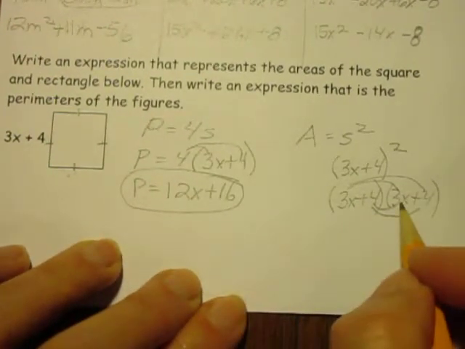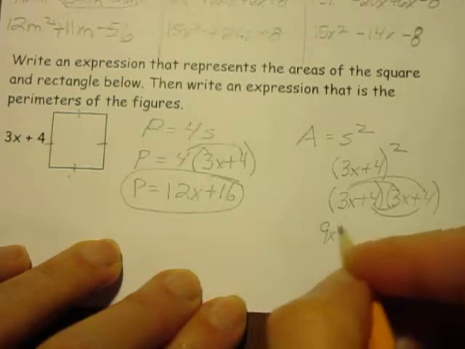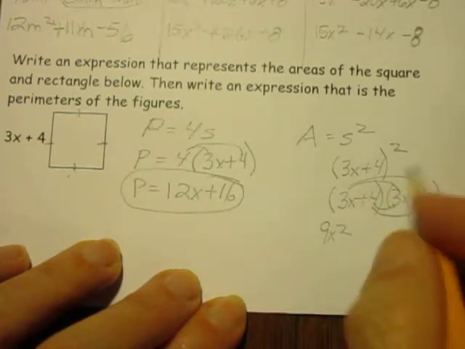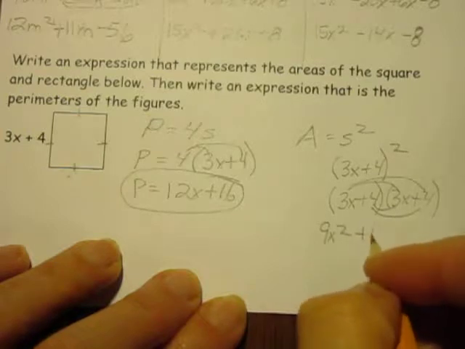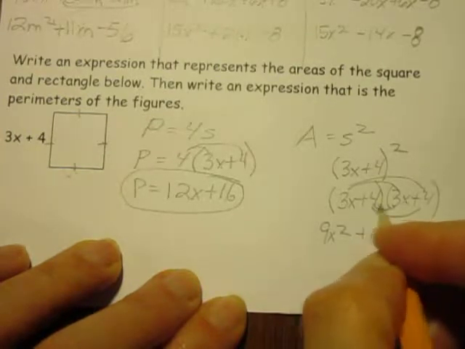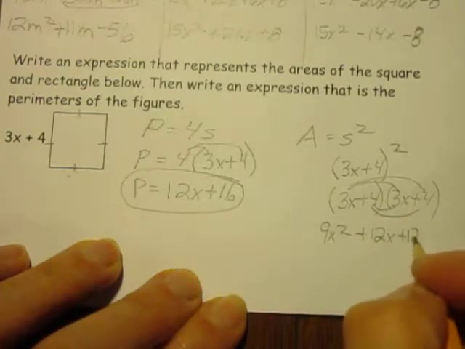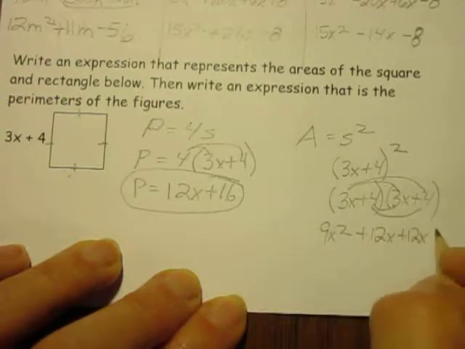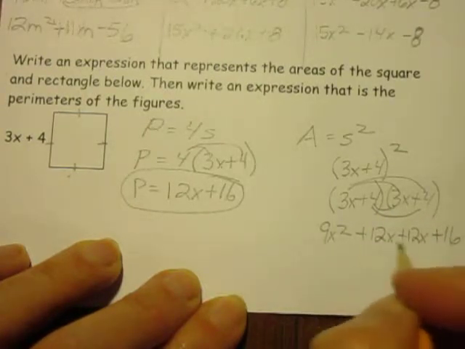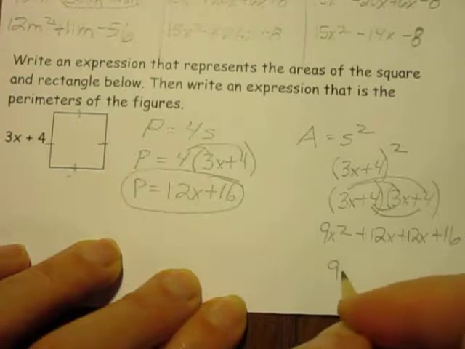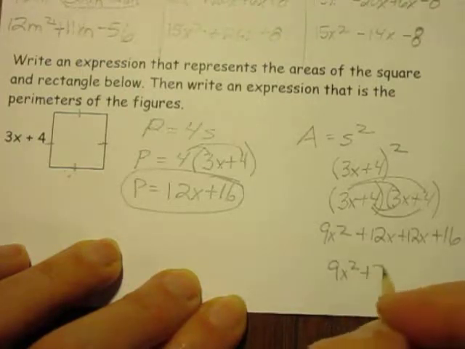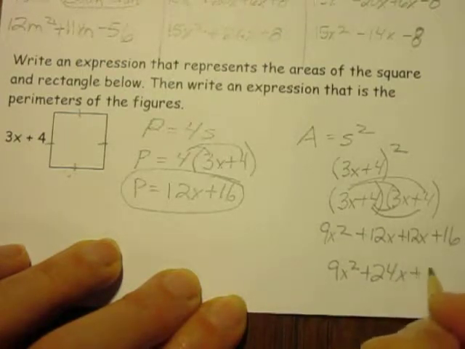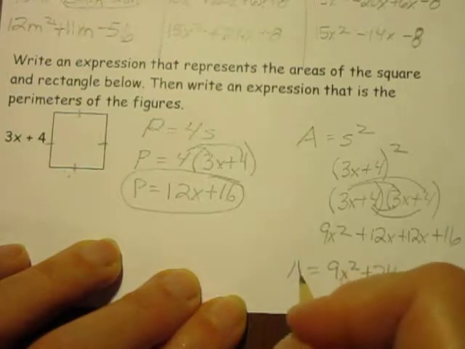So 3x times 3x is going to give you 9x squared. 3x times 4 is going to give you plus 12x. 4 times 3x is plus 12x. And 4 times 4 is plus 16. You're going to collect your middle terms here. You're going to have 9x squared plus 24x plus 16. And that would be your area.